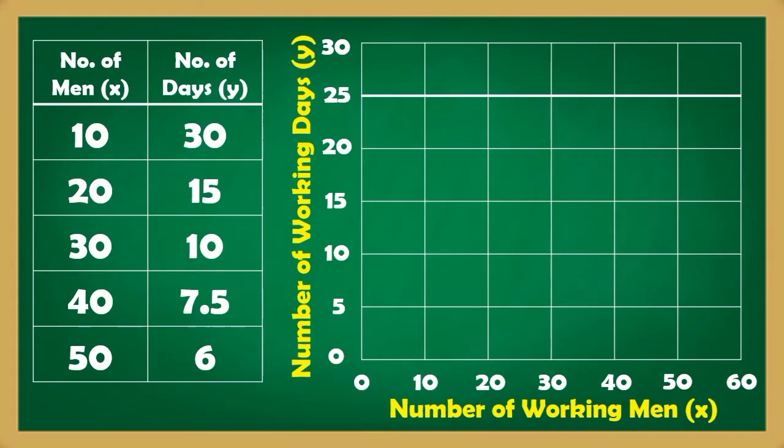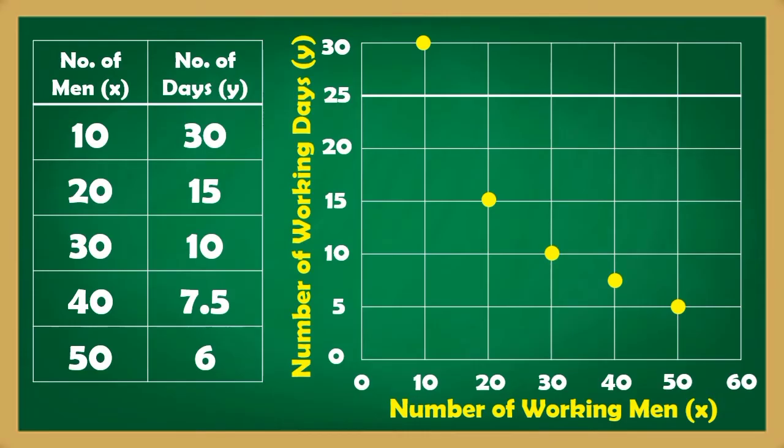So, pwede nating i-plot yung mga points. So, yung 10 and 30. So, ayan. Itapat lang po natin kung paano tayo nagpa-plot ng points sa coordinate plane. Ganun lang din po dito. Wala namang pinagkaiba. So, and then 20 and 15, 30 and 10, 40 and 7.5, and then 50 and 6.